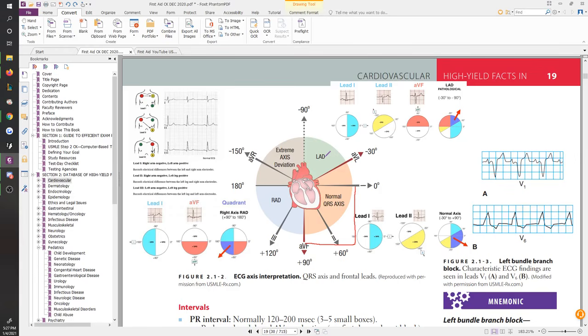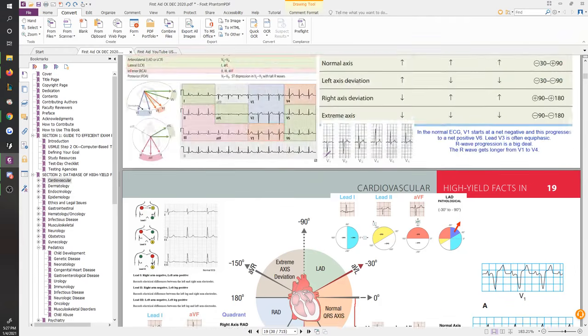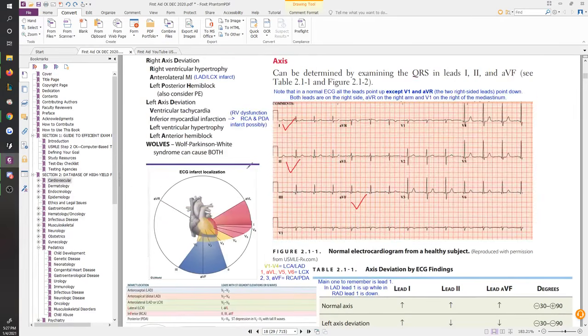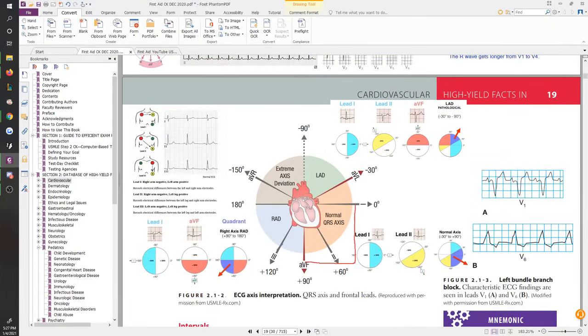It's very rare to have left axis deviation. It's not a common scene at all. But one of the most common things that can cause it is just the inferior MI. If you have an inferior MI, you could get a left axis deviation, because that would mess up pretty much 2 through AVF, so you would mess up all of these guys, right?